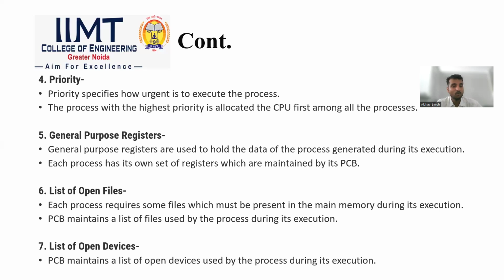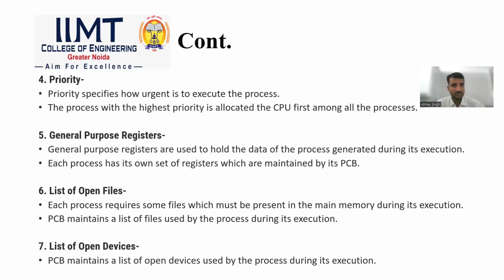Next one is the list of open devices. The process control block maintains a list of open devices used by the process during its execution. Similar to open files, the process control block maintains a list of open devices, such as hardware devices like printer, scanner, and other resources which are needed during execution, because at the time of execution of a process, these types of devices are needed.